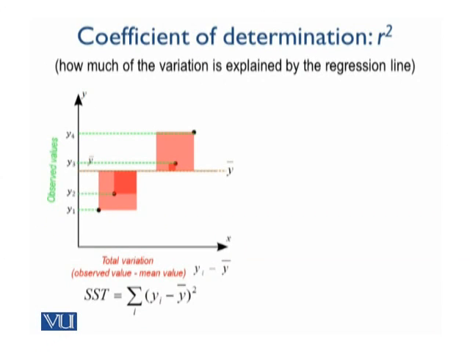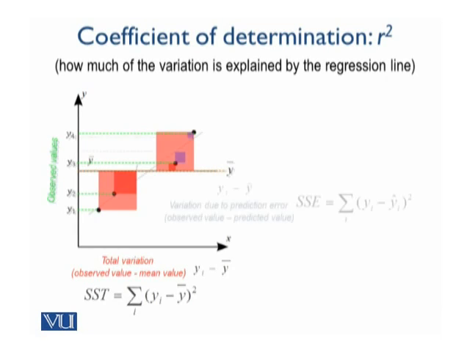A coefficient of determination measures how much of the variation in y is actually explained by the regression line. इसको आप ऐसे देख सकते हैं कि total variation जो है वो होगी आपकी जो observed values हैं minus the mean value. So if you take the square of that, so you would have the squares that are shown on the slide.